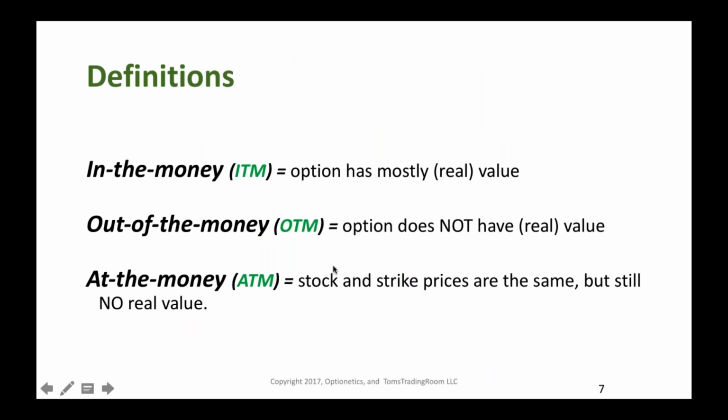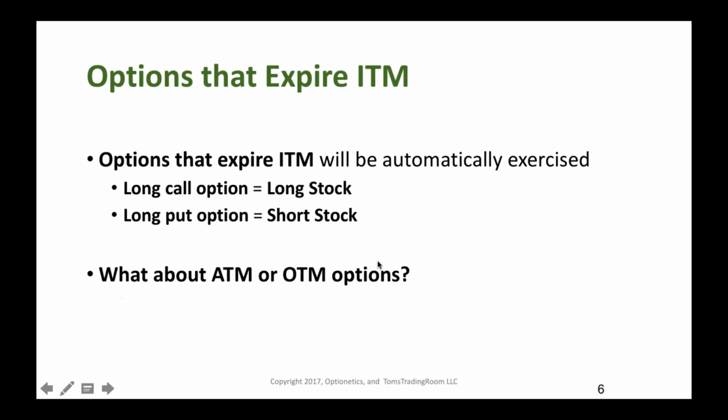Now, quick definitions. In the money has mostly real value. Out of the money does not have any real value. At the money still has no real value, but is the most expensive. It is the most expensive of the time value of options, not price, but time.